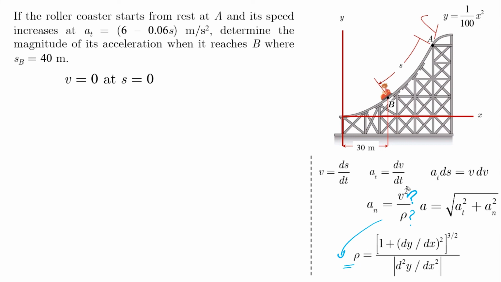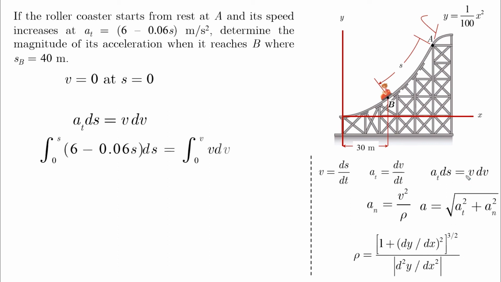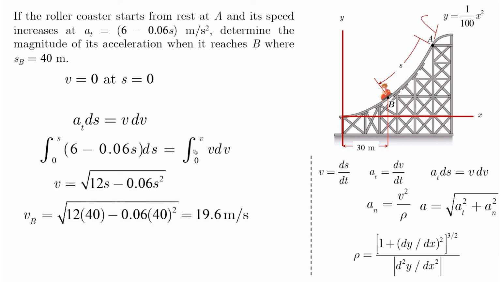Because of ads equals vdv and a is a function of s, we can find v from this right-hand side. So by applying the definition of a of t, we integrate both sides and make sure that you have the correct s naught and the correct v naught, which are 0 in both cases. So we solve for the right-hand side, and we get that as a function of s, and then we substitute the value of s, which is 40 meters, and get the velocity at point B, which is 19.6 meters per second. So v is found.